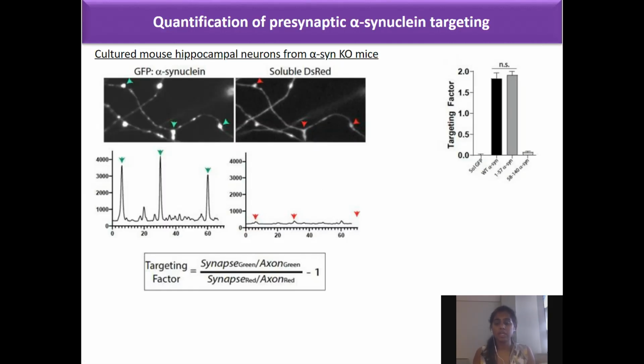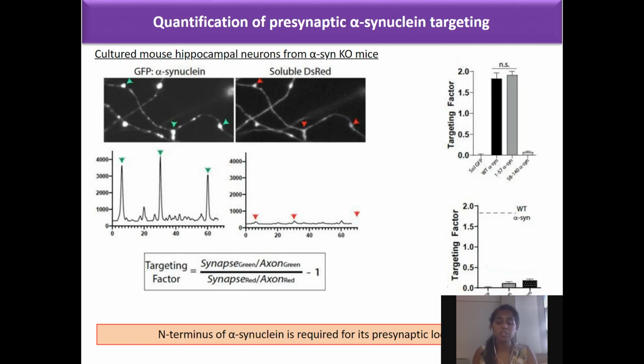As you can see on the right, soluble GFP, which is not enriched in synapses, has a targeting factor of 0, whereas wild-type alpha-synuclein and the N-terminus of alpha-synuclein have a very high targeting factor because they are enriched in synapses. As expected, the C-terminus of alpha-synuclein cannot localize to synapses, because the N-terminus has the alpha helical domains which are required for membrane binding. So this shows that the N-terminus of alpha-synuclein is required for presynaptic localization.